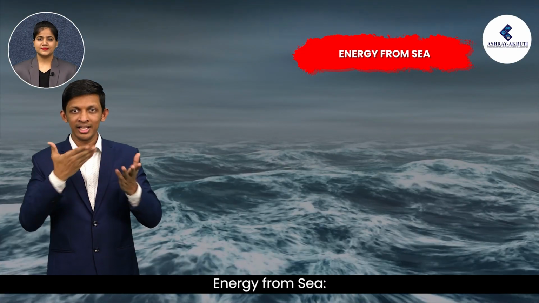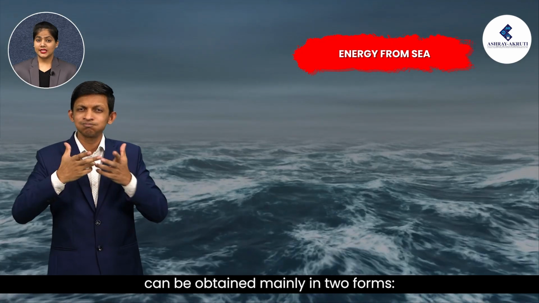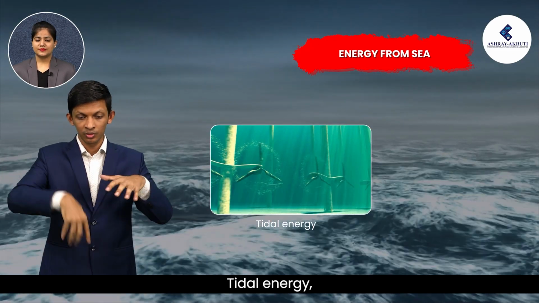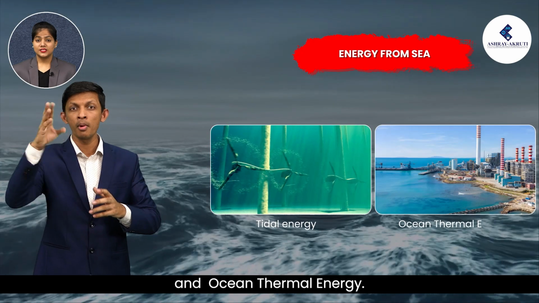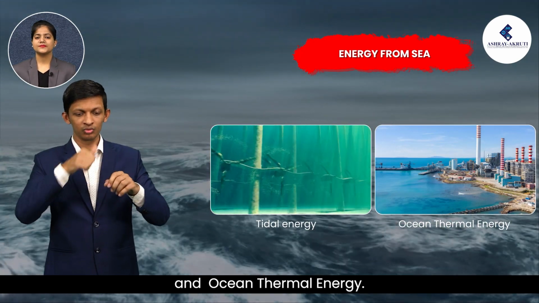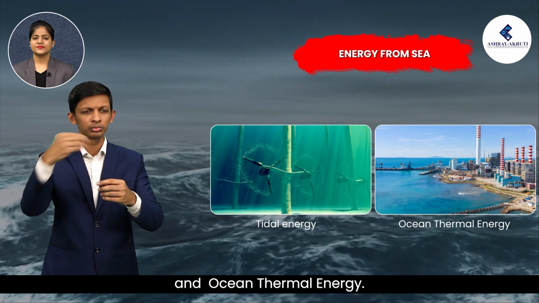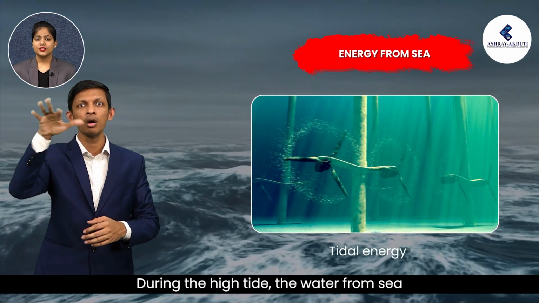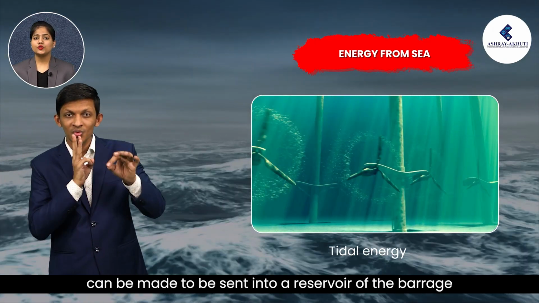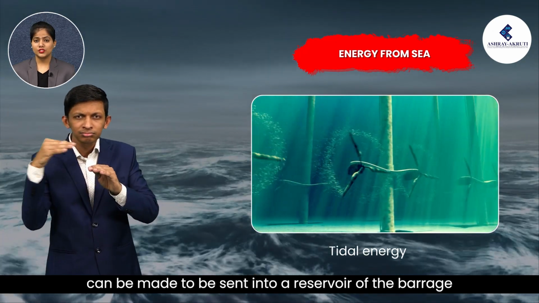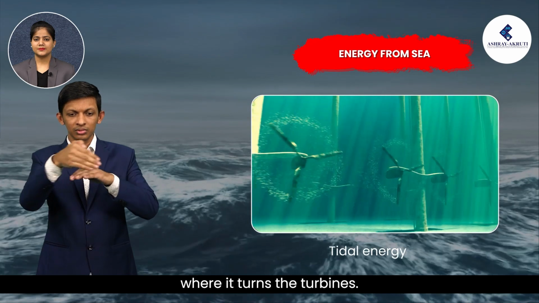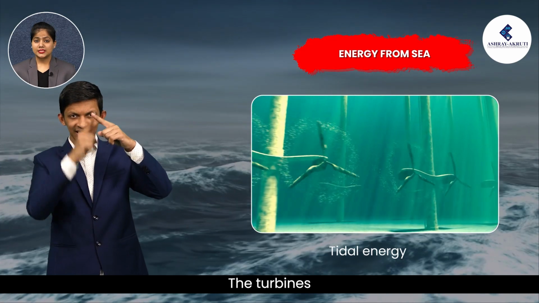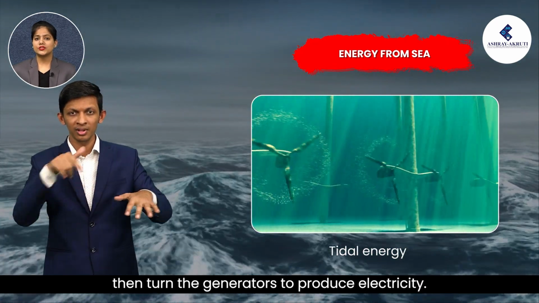Energy from the sea. The energy from the sea can be obtained mainly in two forms: tidal energy and ocean thermal energy. Tidal energy. During the high tide, the water from the sea can be made to be sent into a reservoir of the barrage where it turns the turbines. The turbines then turn the generators to produce electricity.